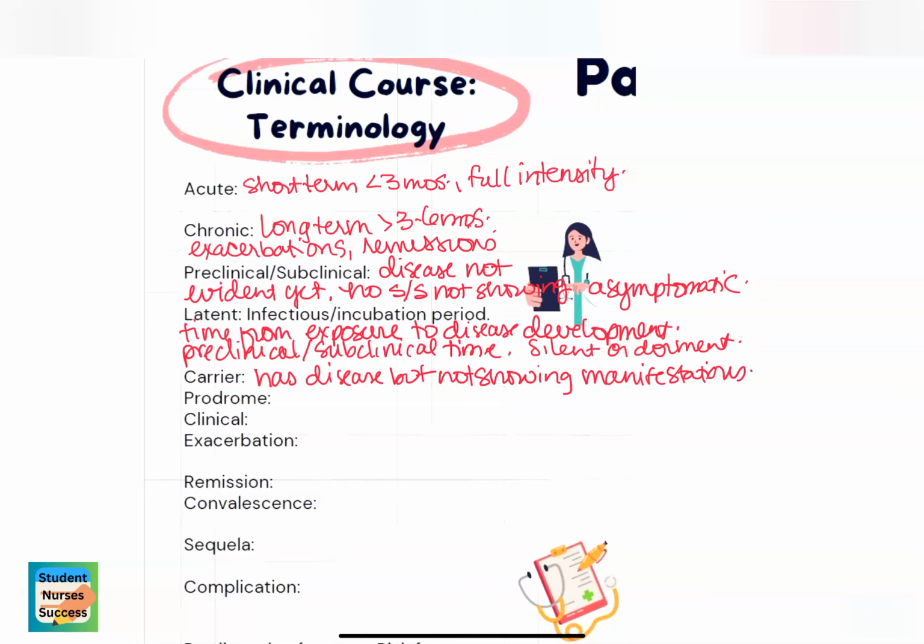When we talk about prodrome, that is the early part of the disease, where maybe the signs and symptoms are vague and not severe yet. So, for example, when you're getting a cold, maybe you wake up that morning and you kind of have a scratchy throat, but you don't have full intensity of the symptoms yet, but you know it's coming. Now, the clinical time period means the disease is at full intensity.